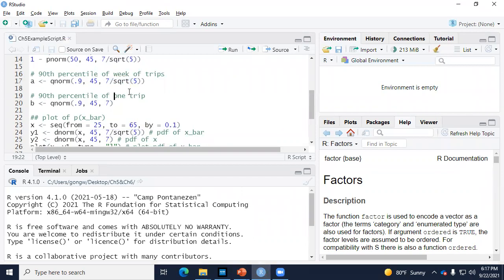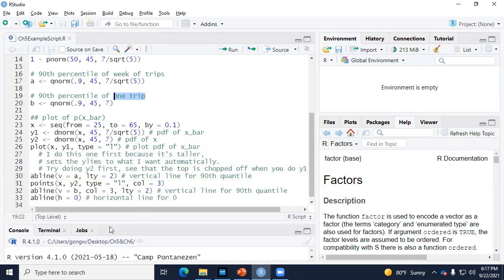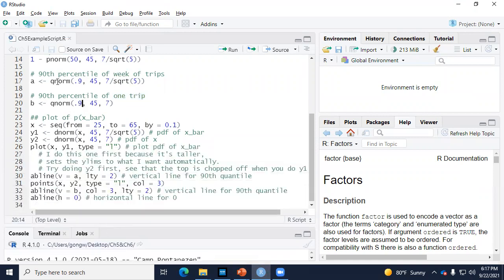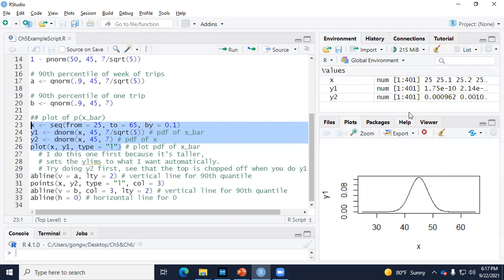Similarly, if it's asking for one trip, that's about X. So now I'm just showing you, I get a sequence of data and get the density for the data. I'm trying to make a plot of control. So they asked for the average of, what was the word?